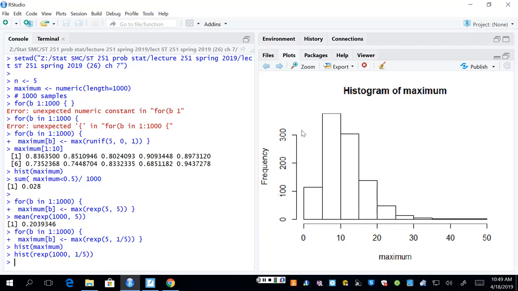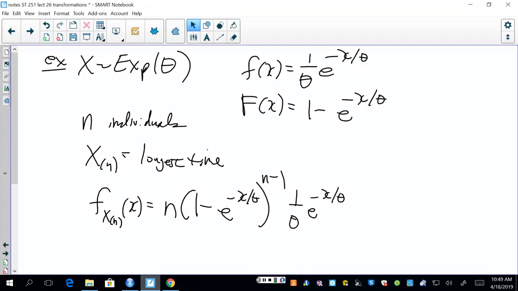These are 1,000 individual values. This is the picture for 1,000 maximums. Each one's a maximum of 5 values. You're unlikely to get something that's really low, and often you get values that are a little bit higher, because one of those 5 can be very high. So that's the distribution of the maximum, and this is the formula for its density for what that's worth.